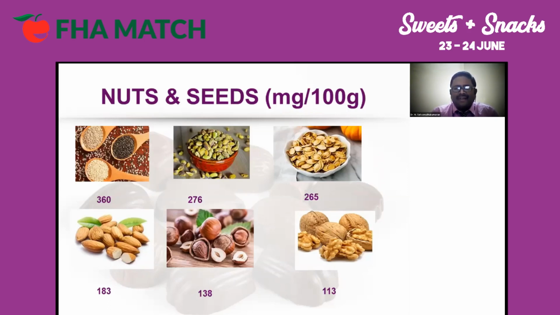276 milligram per 100 gram, and pumpkin seeds 265 milligram, and almonds 183 milligram, and the hazelnuts 138 milligram per 100 gram, and finally the walnuts 113 milligram per 100 gram of phytosterols in the natural diet sources. And compared to cereals, fruits and vegetables, nuts and seeds recorded the highest phytosterol content present in the food.